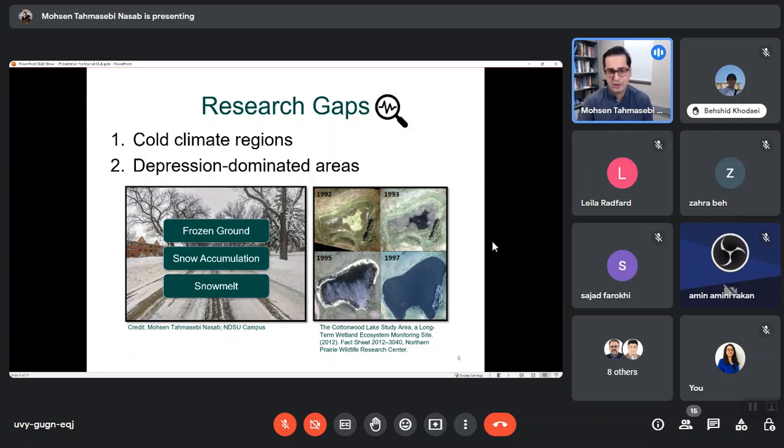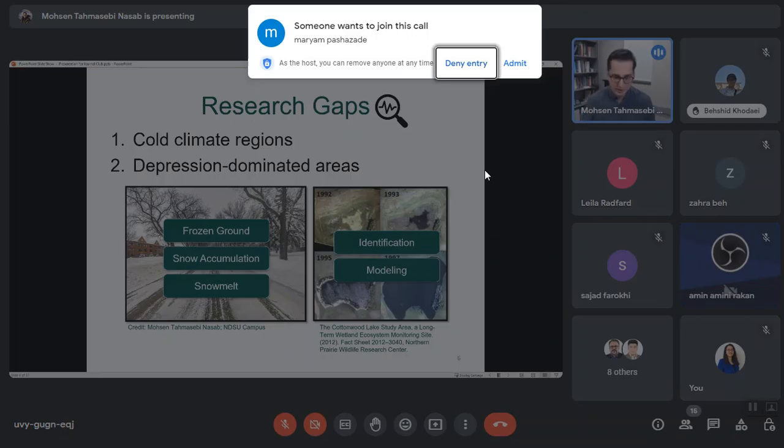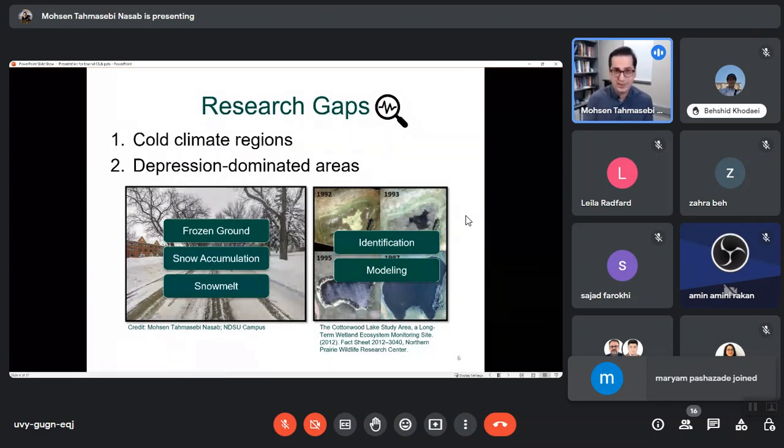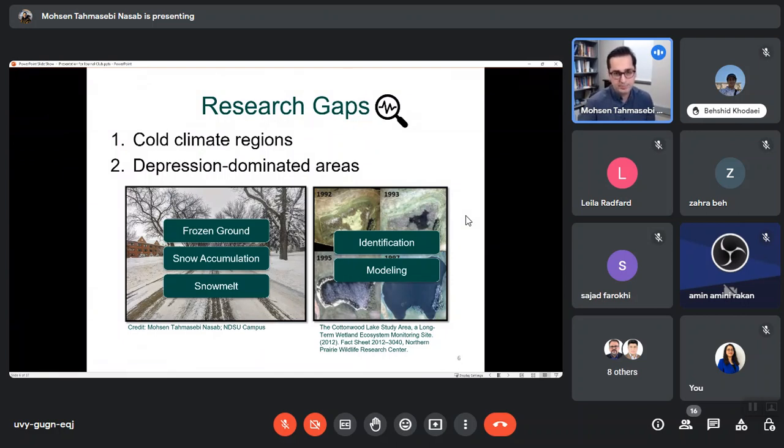So depressions are another point that we need to consider when we are developing a hydrologic model specifically for cold climate regions. And depressions are difficult in hydrologic models because usually when you are starting a model, you are going to remove depressions because they create a sink, so the network, the rivers, are not connected to each other. But in cold climate regions, specifically in the region that I'm going to talk about, depressions are very important, and I will tell you why. So we need to identify them and then be able to model them.